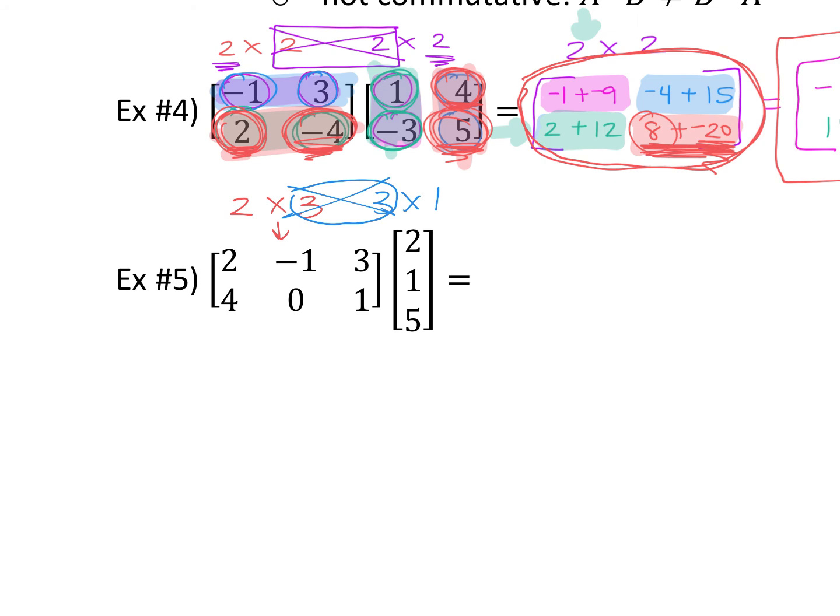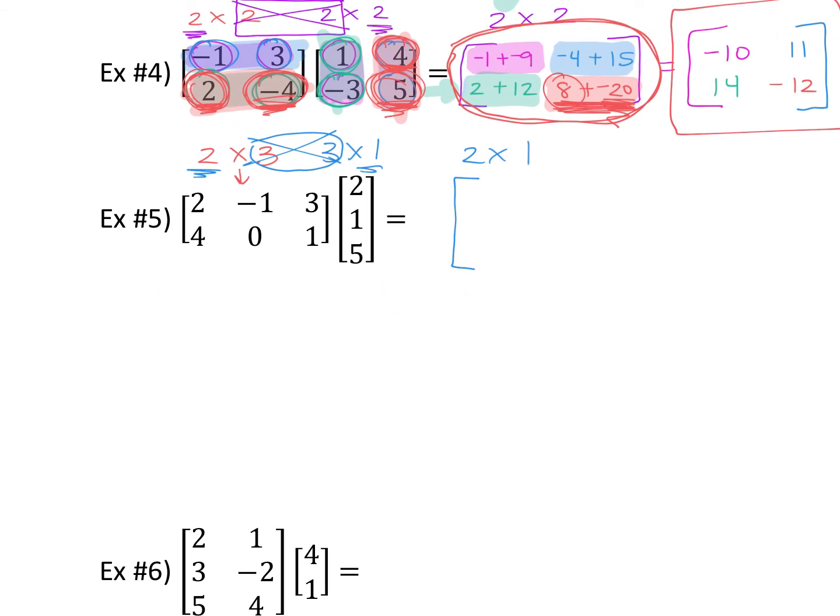That means we can keep going. What is your answer going to be? What dimensions? 2 by 1, whatever you're left with. So you're going to have a 2 by 1 matrix. That means 2 rows, right? But only 1 wide, okay? 2 by 1. Okay, so I'm not going to put the back end of that on yet.